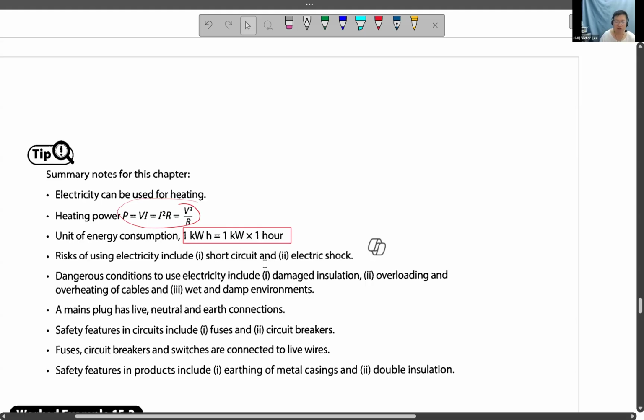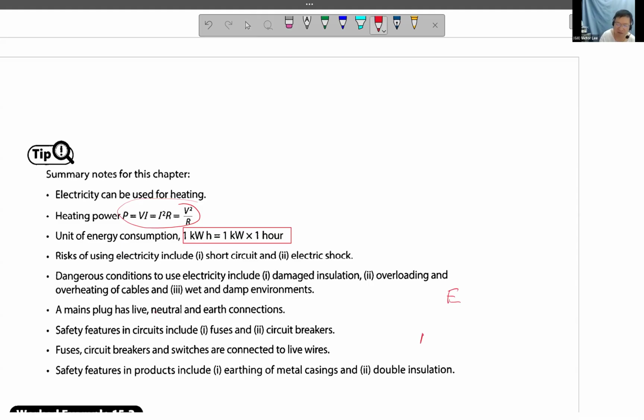You need to know about shock, short circuit, electric shock. You need to know about damaged insulation. You need to know about overloading, heating, wet environment. You need to understand the mains plug. Our mains plugs have 3 different connections. The center on top is earth. This is neutral. This is live.